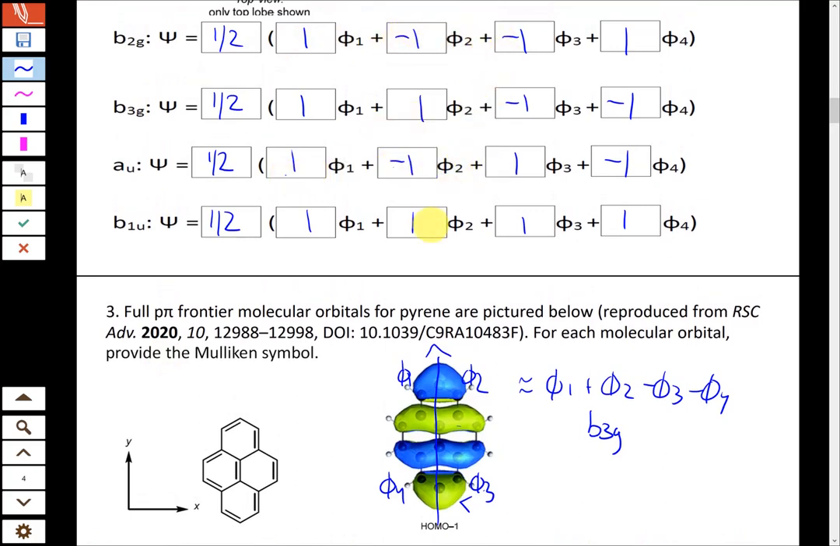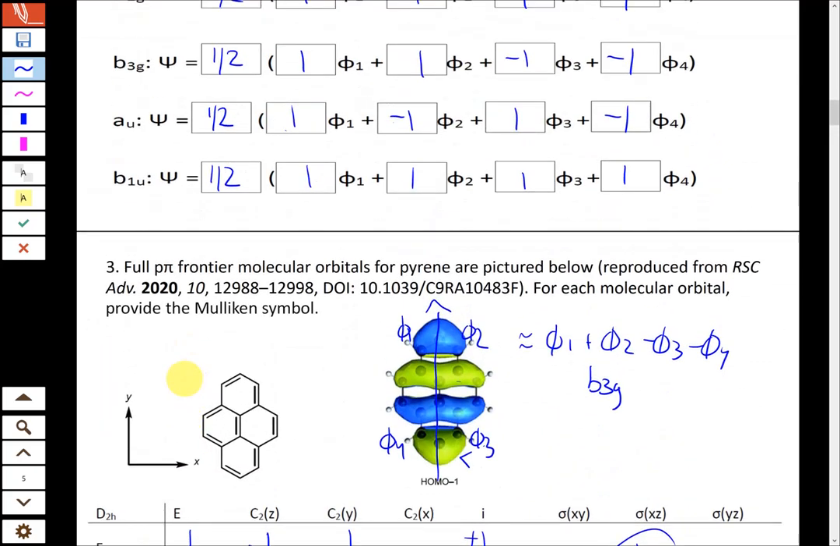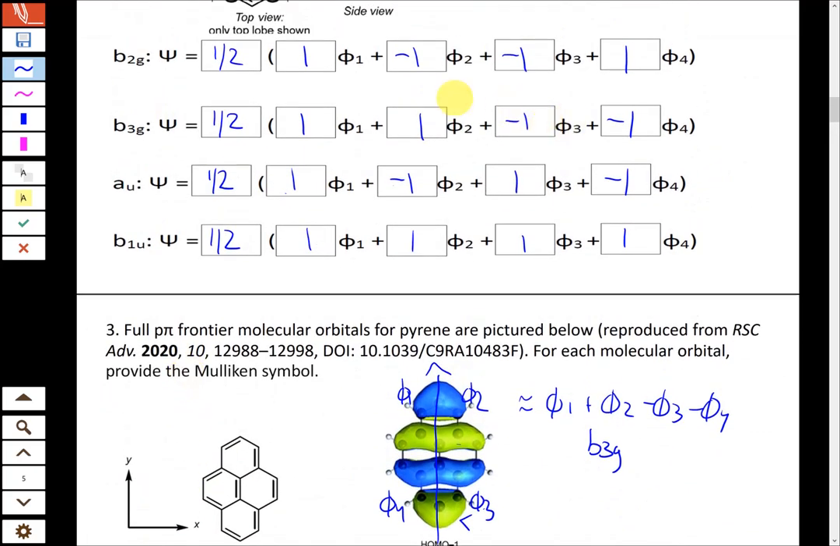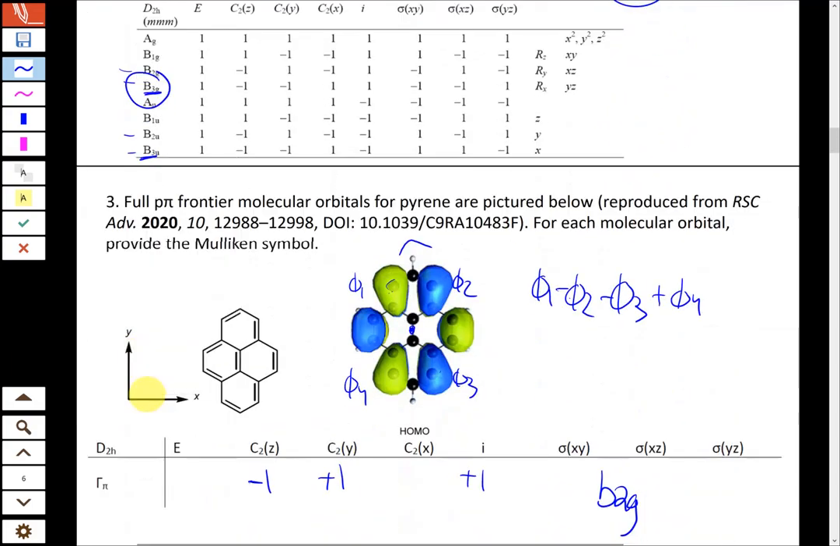That matched up with... which one was that? It's this one here, sorry. Did I screw that up? I'm looking at the wrong one, I'm sorry. 1 minus 2 minus 3 plus 4.